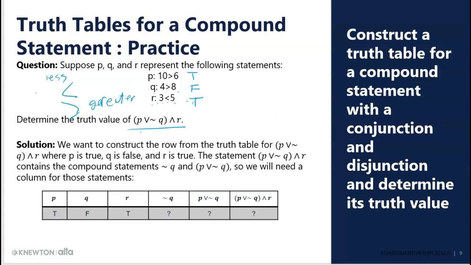So I literally would replace P with a true, or not Q. Now Q is false, so not Q is true. And I would evaluate that and I would get a true. And then I'm ANDing that with the value of R, which is true. So I'm going to get a true. That's just one row of the truth table. I don't even call that a truth table. I call that evaluating a compound statement.